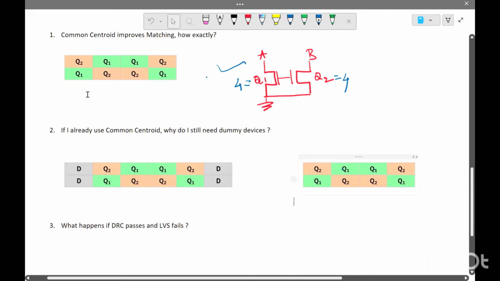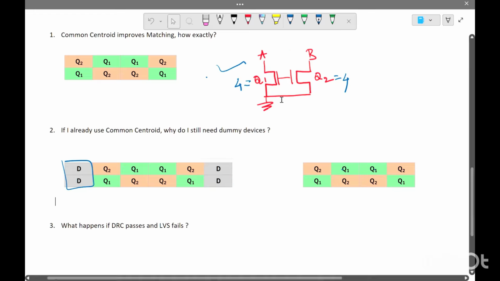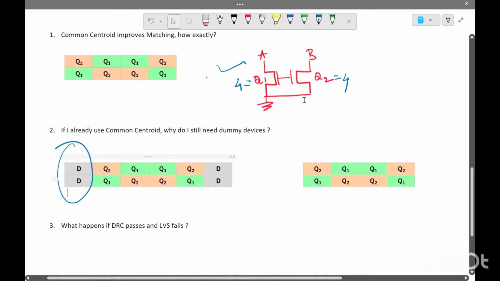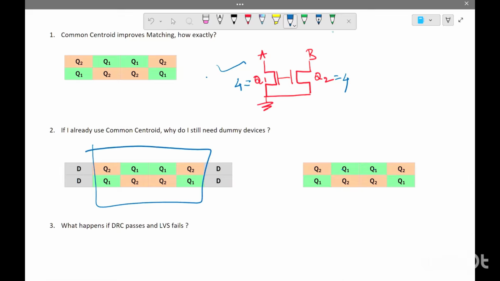To avoid such a problem, we add additional dummy devices at the ends where the etching problem or the process variation may occur the most. So these additional four devices at both ends will absorb those etching problems and process variations. Hence, the main transistors which we wanted to perform well will be kept intact.